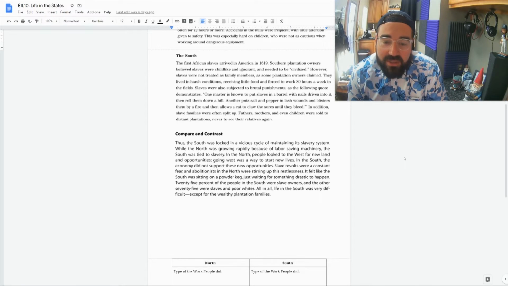Slaves were also subjected to brutal punishments, as the following quote demonstrates. One master is known to put slaves in a barrel with nails driven into it, then roll them down a hill. Another puts salt and pepper in lash wounds and blisters them by fire, and then allows a cat to claw the sores until they bleed. Terrible. In addition, slave families were often split up. Fathers, mothers, and even children were sold to distant plantations, never to see their relatives again.